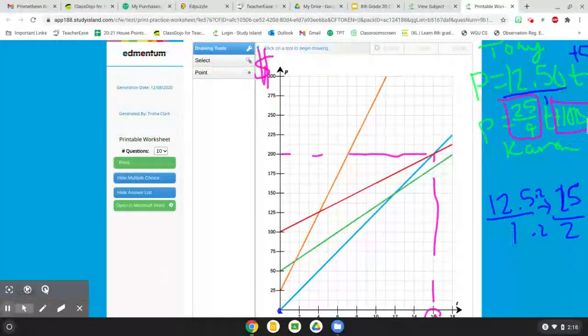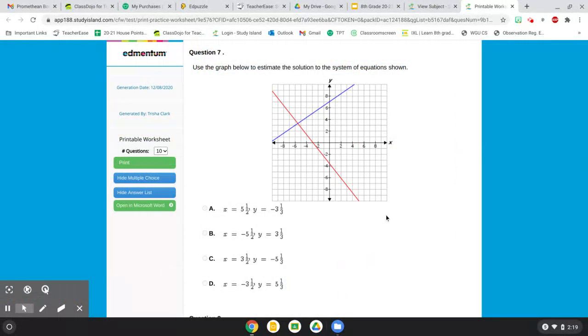All right, next one. Looking at this one, it says use the graph below to estimate. Ooh, that's a big word, or a big hint. Estimate the solution to the systems of equations shown. Okay, I know it's where they cross. That's what the solution is. However, looking at all my options down here, it looks like all of them have some fractions in it. So I just have to figure out what's the most reasonable solution.